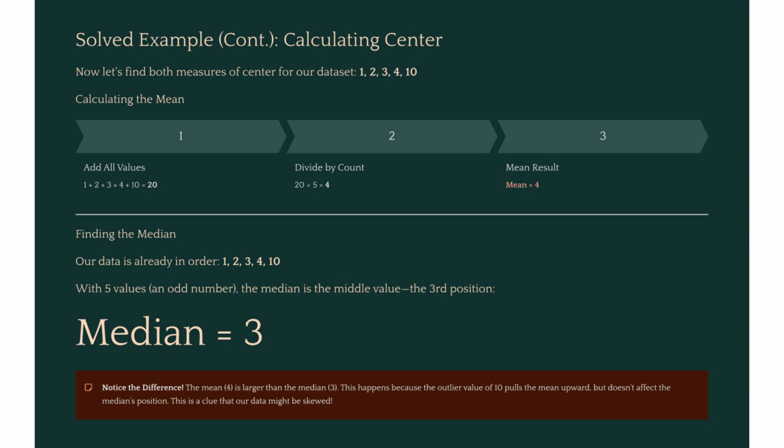Now for the center of that set. 1, 2, 3, 4, 10. To find the mean, we sum the numbers. 1 plus 2 plus 3 plus 4 plus 10 totals 20. We divide 20 by the count, 5, to get a mean of 4. The median is the middle number, which is 3. Notice that the mean 4 is greater than the median 3.